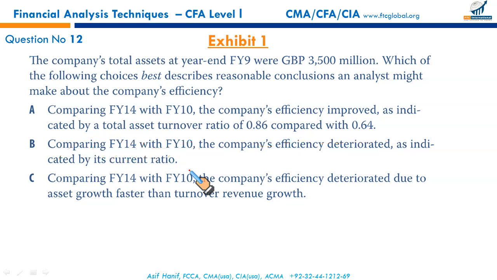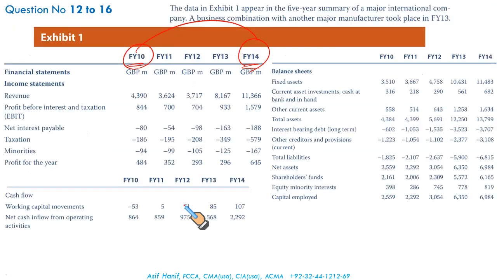You can just click C and go on if you are doing the actual exam. But since we have to convince ourselves that we have selected the right option, C says comparing FY14 with FY10, the company's efficiency deteriorated due to asset growth faster than the turnover growth. Since there has been a business combination, subsidiary and a parent, resulting in more assets now, assets have grown proportionately higher than the increase in sales. Is it so? Let us convince ourselves with the actual computations from here.